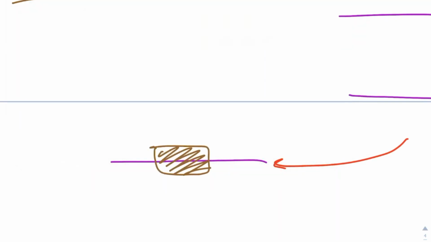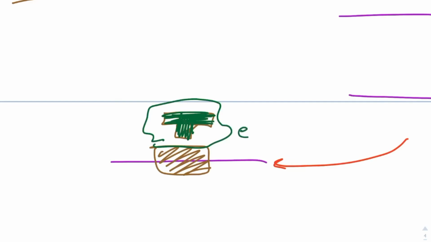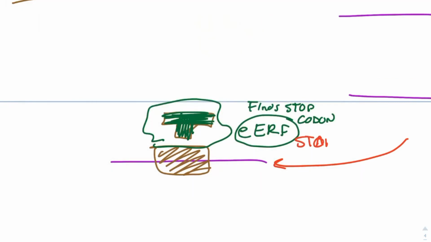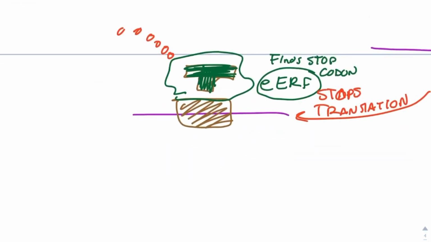Now, finally, we got our ribosome. We go back to our site, and here is where eRF is another protein that binds. Now, this finds the stop codon. This protein finds its stop codon here. Now, when it finds its stop codon, translation stops completely, and you have your final amino acid peptide sequence, basically.